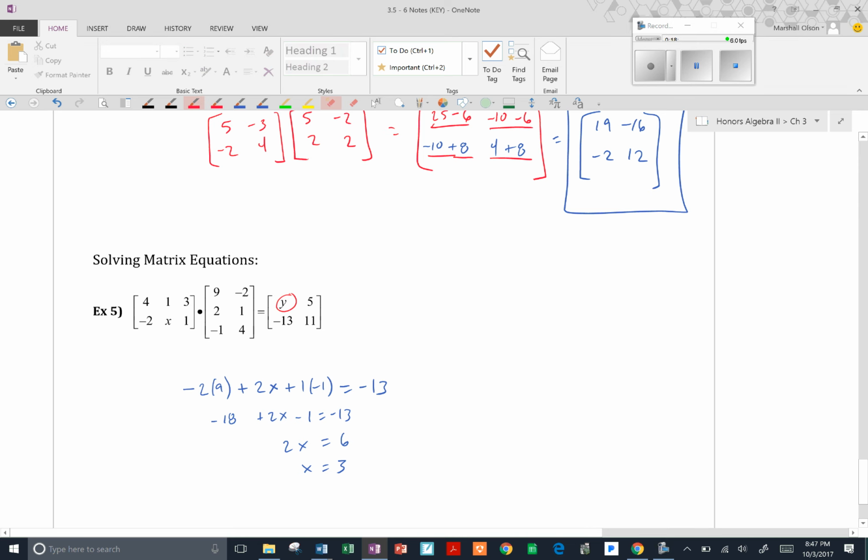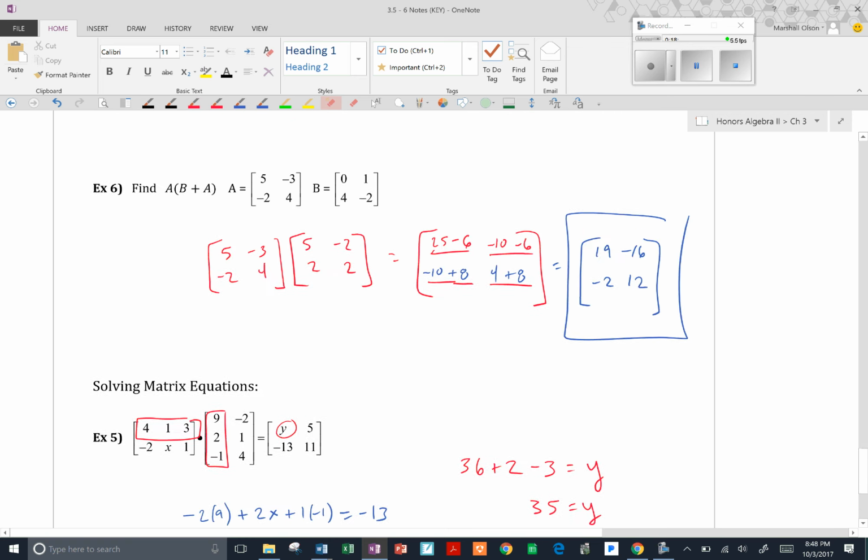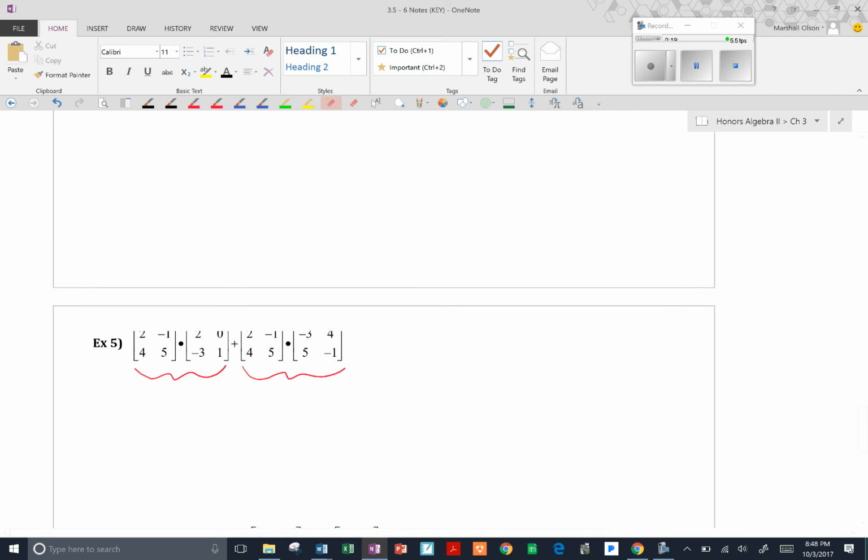Y is right here. So that's in the first row, first column. This time I don't have a choice. I've got to go here and here. First row, first column. So I have 4 times 9, which is 36, plus 1 times 2, plus 3 times -1. That should equal y. So I just need to combine those together. So we have 35. So we have our x and our y there. All right, that is a quick rundown of matrix multiplication.